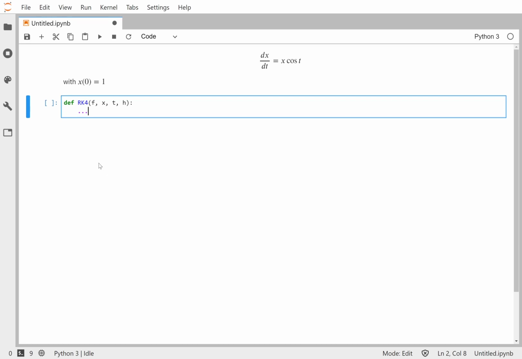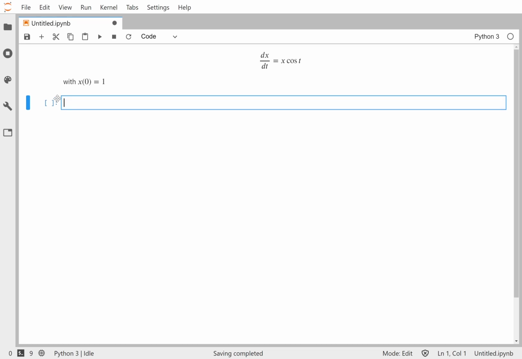All right, so welcome back. I'm going to assume that you already have that defined. I've already typed that in a cell that I've since deleted, but it should be loaded in my notebook. Now let's write the code to solve this differential equation. First thing I'm going to need to do is define f, the function of x and time. It's a one-liner here. We're just going to return x times cosine t.